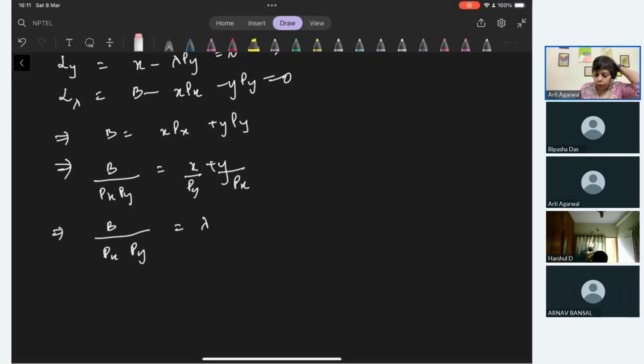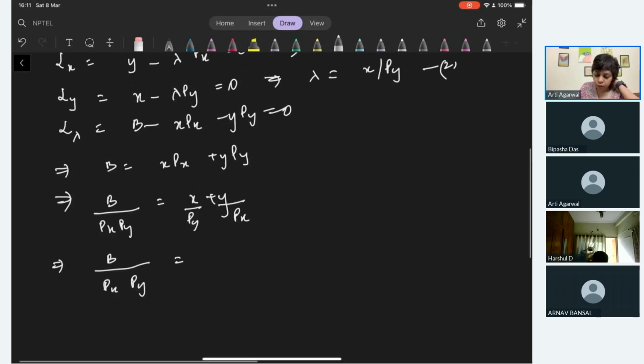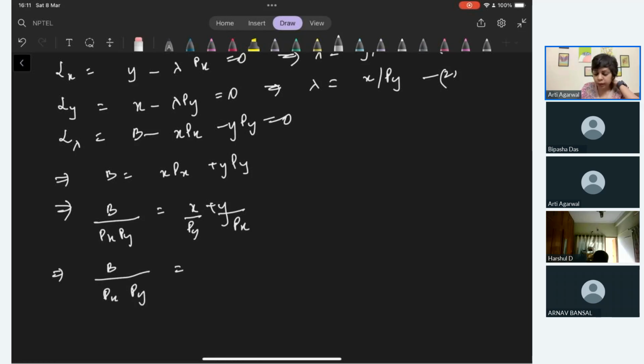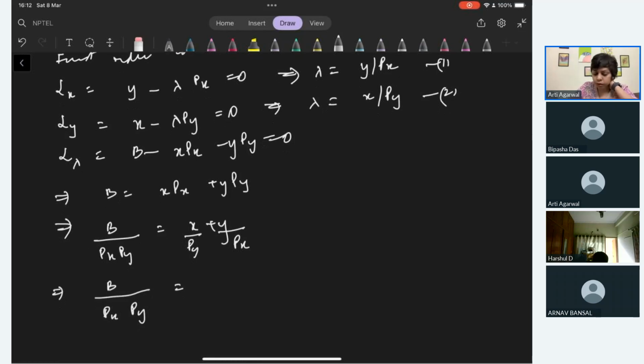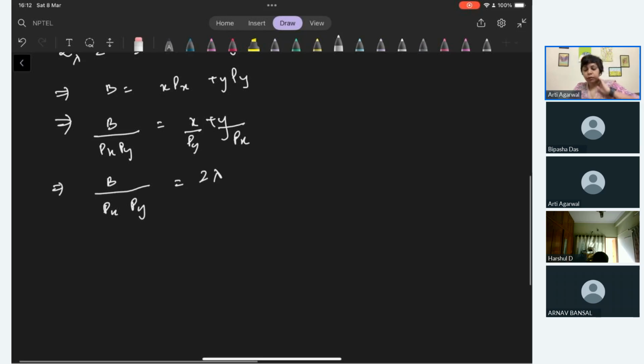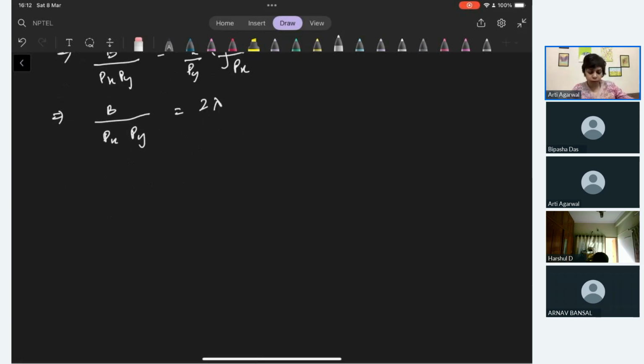Let me repeat that. We divided the whole equation by px py, so this becomes b by px py equal to x by py plus y by px, because we're dividing the entire equation by px and py. Now we know x by py is lambda and y by px is also lambda. So this just becomes 2 lambda. Right? So far so good. We can simplify to the value of lambda, which is b upon 2 px py. So we get an expression of lambda in terms of b, px and py, which are the variables we want to use.